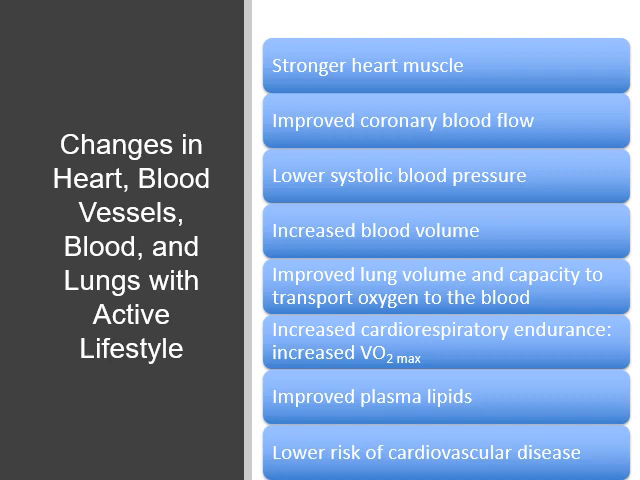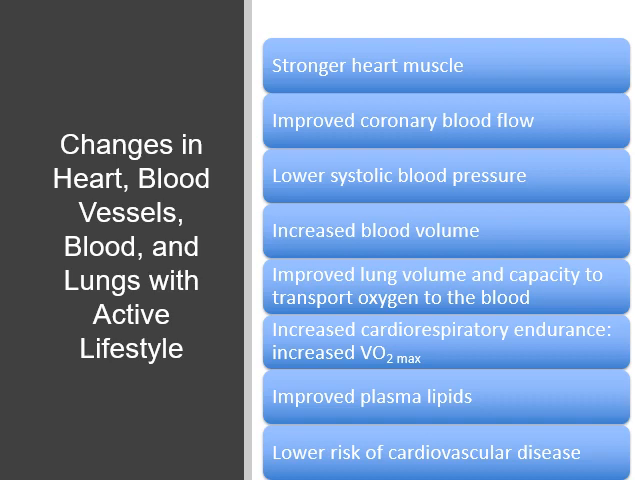The benefits of being physically active are outlined here. It may include stronger heart muscle, improved coronary blood flow, and lower systolic blood pressure, which can reduce your risk for early onset Alzheimer's, reduce risk for, not eliminate. It may increase blood volume. It may improve lung volume and the capacity to transport oxygen in the blood. Additionally, cardiorespiratory endurance can be improved by having an active lifestyle.